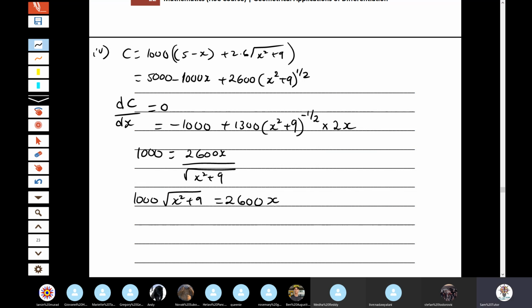The square root. That's an issue. The square root. So what do we do? Square it. Square it. Exactly. Squared. And like I said, she helped you guys by saying plus 1,000, because if you guys hadn't done that, let me show you what you would have had. 0 equals negative 1,000 plus 2,600x on this, square root x squared plus 9.